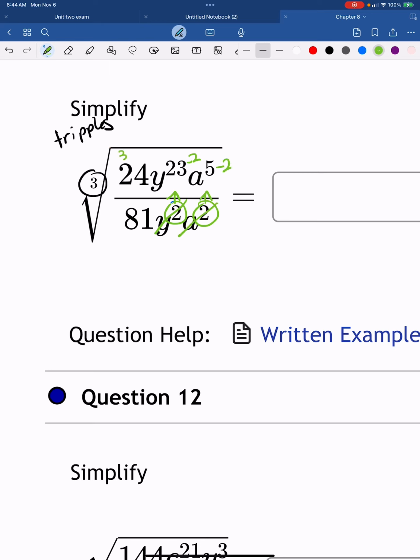24 is 3 times 8. 81 is 3 times 27. So I'm going to cancel out those 3's. So the first thing I'm doing is reducing this. And I'm left with 8 times y to the 21, a to the 3rd, all over 27.